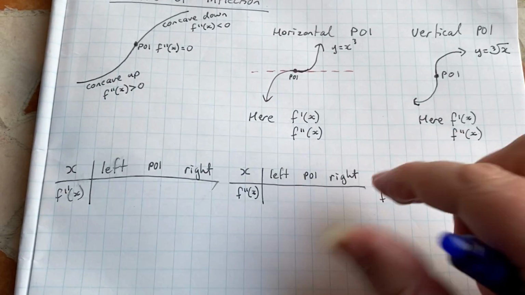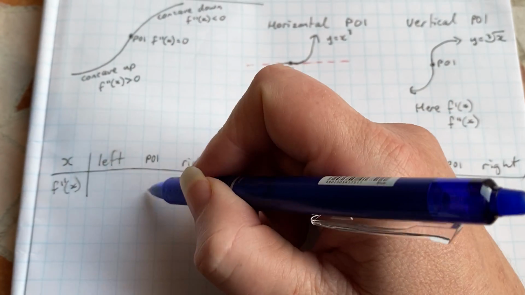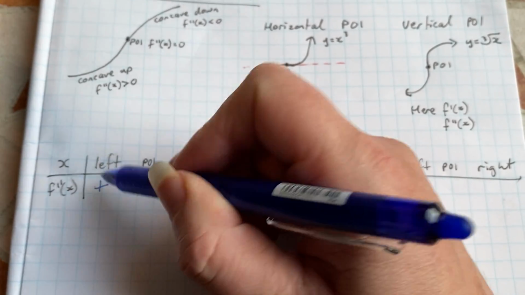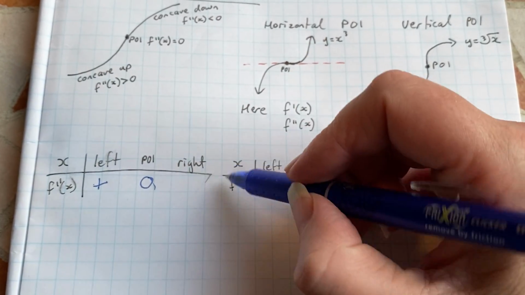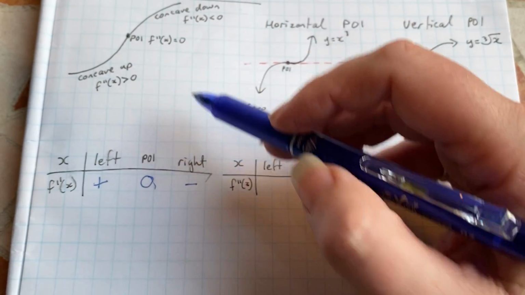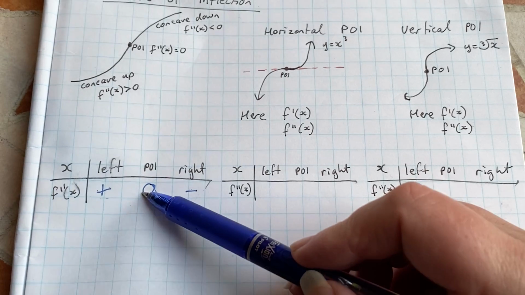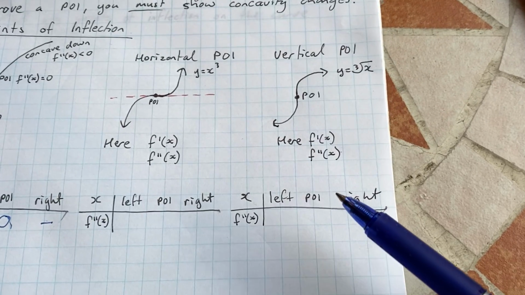So what we can see down here, at the point of inflection, concavity is 0. To the left, it's positive. It's like a happy parabola. And to the right, it's negative. Concavity has changed. Here it was positive, there it was negative. It is a point of inflection.